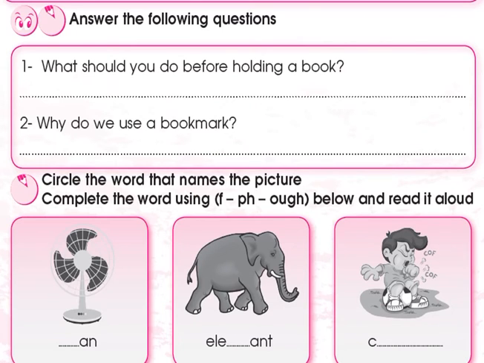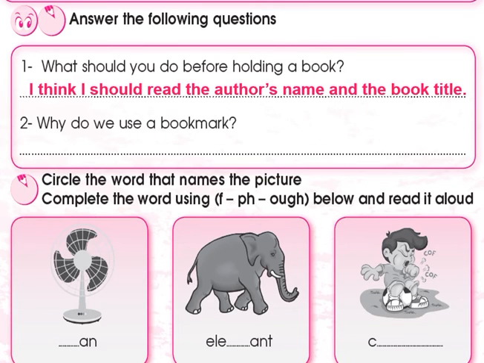Let's answer the following questions. Number 1, what should you do before holding a book? I think I should read the author's name and the book title. Number 2, why do we use a bookmark? To get information about the book. After that, circle the word that names the picture.